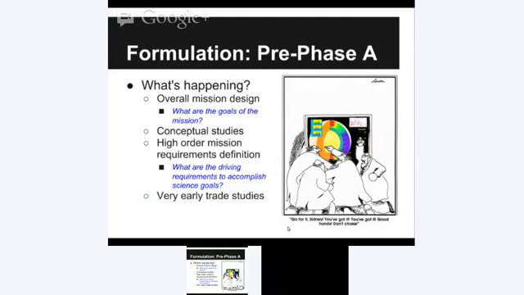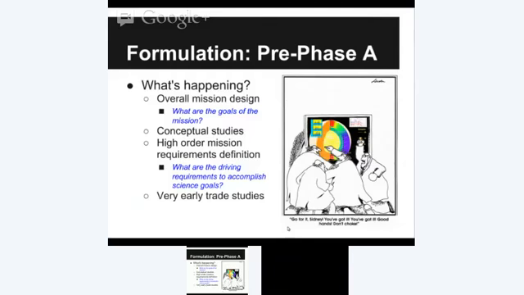Because in a lot of cases when you're in pre-phase A, you haven't been fully funded yet. You're really just a study. So you're looking at the very highest order mission requirements, what are the driving requirements to accomplish the science goals, that sort of thing, and some really early broad architecture trade studies. What are the various ways that we can tackle this particular problem?